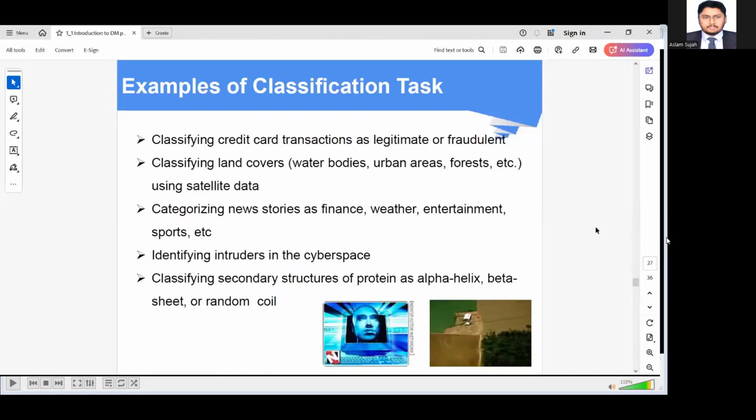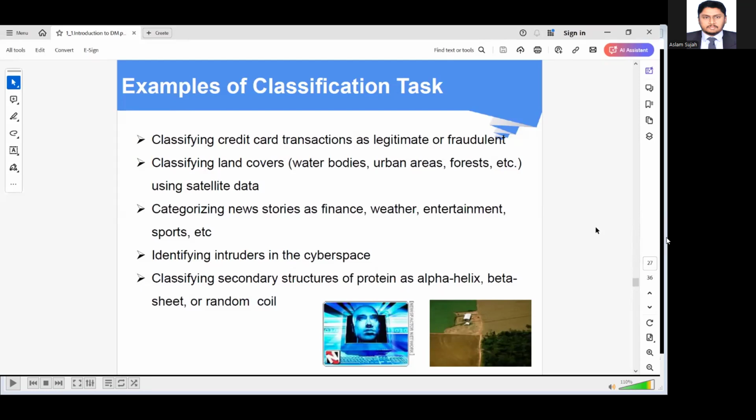Similarly, if you have satellite images of a particular location, then you can find out the land cover: which are the rural areas, which are the water bodies, which are the forest areas. Likewise, you can classify different locations using satellite images. Then you can categorize news articles. If you are a journalist and you share something with your system, the system categorizes this news as related to politics, this news as related to sports, this as local or international news. That is one application of classification.